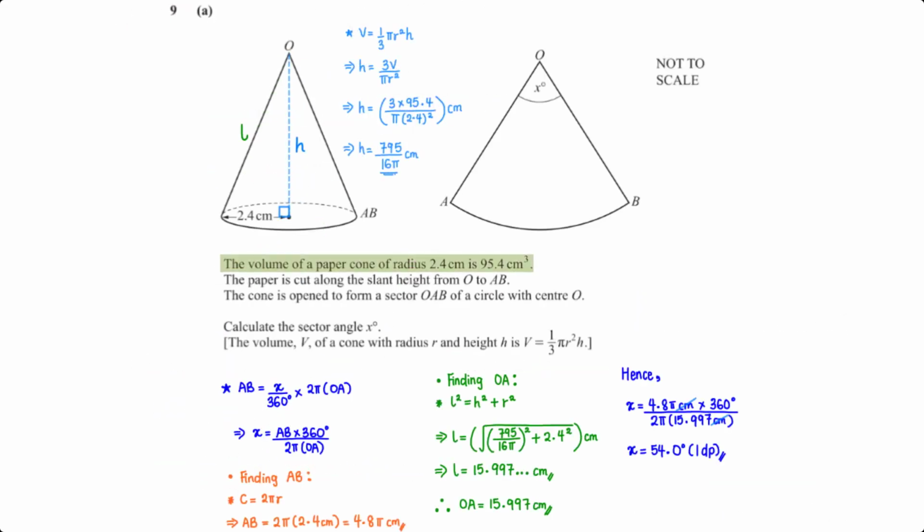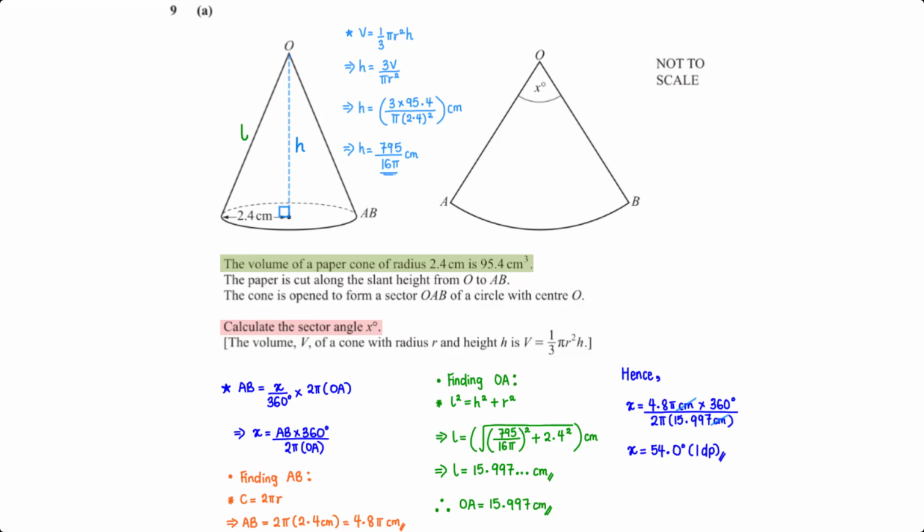The volume of a paper cone of radius 2.4 centimeters is 95.4 centimeters cubed. The paper is cut along the slant height from O to AB. The cone is opened to form a sector OAB of a circle with center O. Calculate the sector angle x degrees.